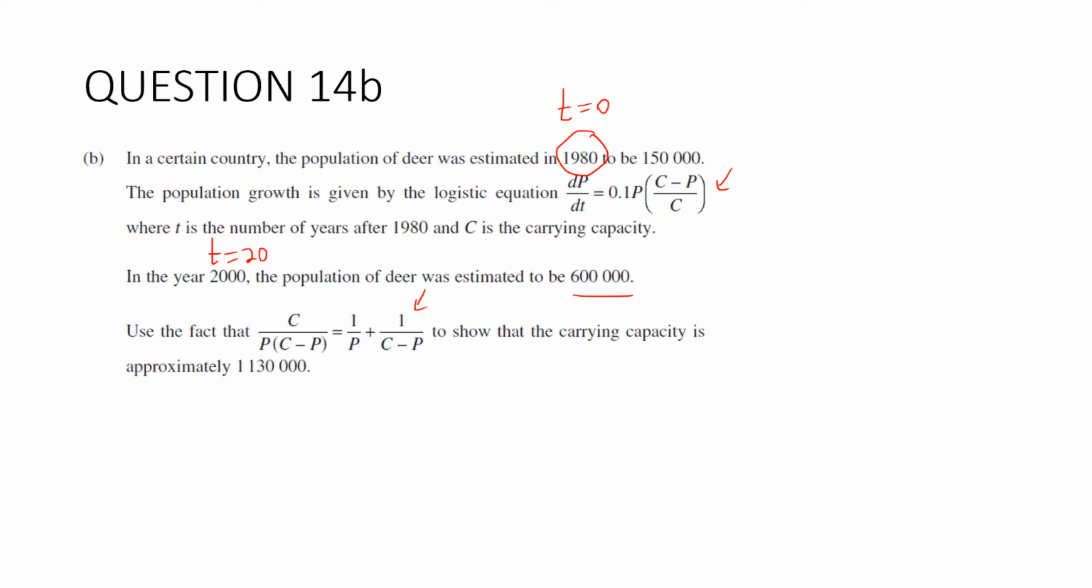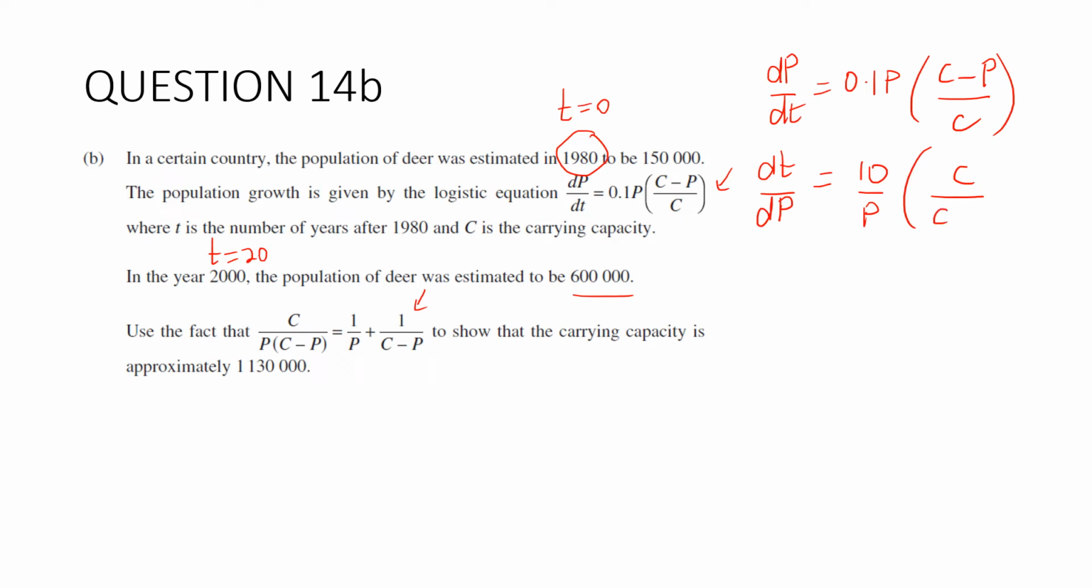Okay, so we're going to start off by trying to integrate this. I've got dP/dt equals 0.1 P (C minus P) over C. Let's turn that upside down. dt/dP equals 1 divided by 0.1, which is 10, so 10 on P, C over C minus P. So we have 10C over P(C minus P), which means I can split this up using partial fractions. Actually, I'm going to do the integral.